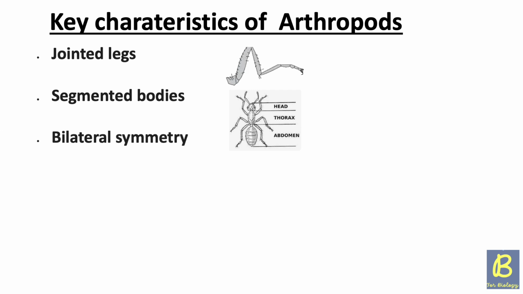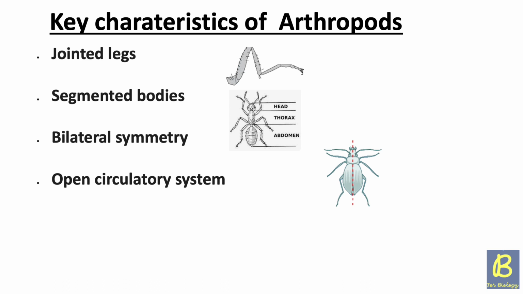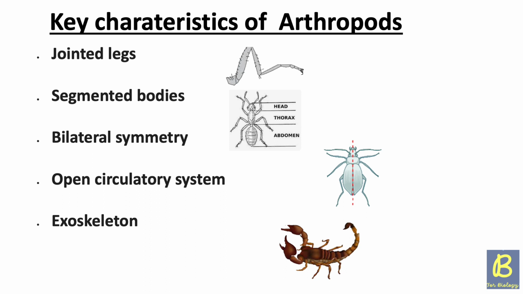Bilateral symmetry. Their bodies are symmetrical from left to right, means their body can be divided into two identical halves only along one imaginary plane. They have an open circulatory system where hemolymph, which is similar to blood, circulates freely within the body cavity, bathing organs directly. Exoskeleton. They have a hard external skeleton made of chitin, a complex sugar molecule often strengthened with calcium carbonate. The exoskeleton provides protection, support, and attachment points for muscles.